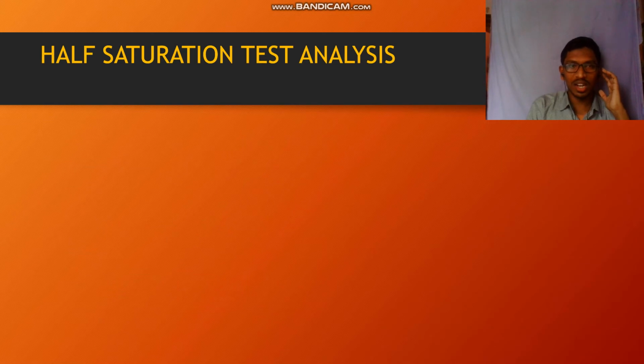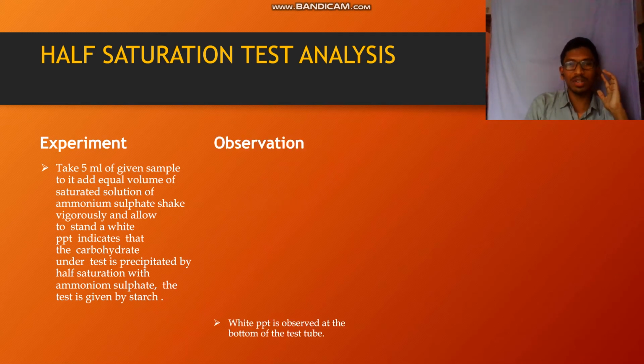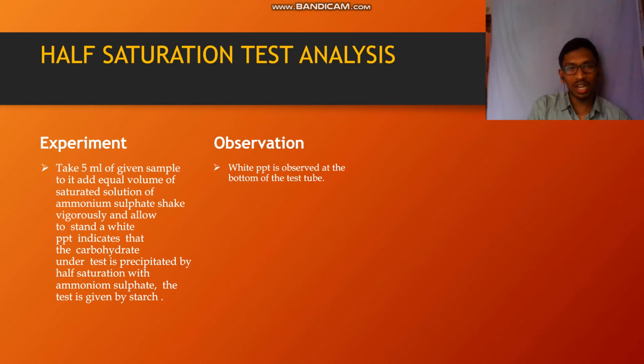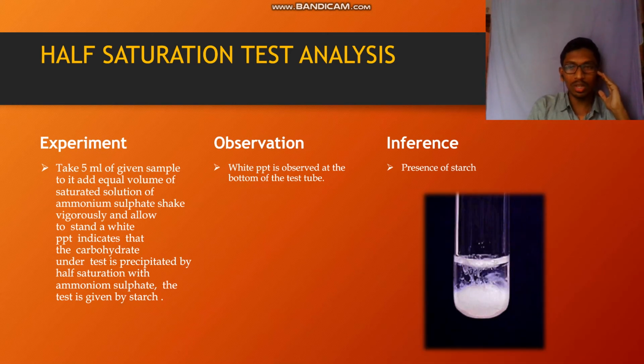Half saturation test analysis. Take 5 ml of given sample, and add an equal volume of saturated solution of ammonium sulfate, that means liquid ammonium sulfate. Shake vigorously and allow to stand. A white precipitate indicates that the carbohydrate under test is precipitated by half saturation with ammonium sulfate. The test is given by starch. Ammonium sulfate reacts with starch and forms a white precipitate. Observation: white precipitate observed at the bottom of the test tube. Inference: presence of starch. It is proved by this test that the given sample contains starch.